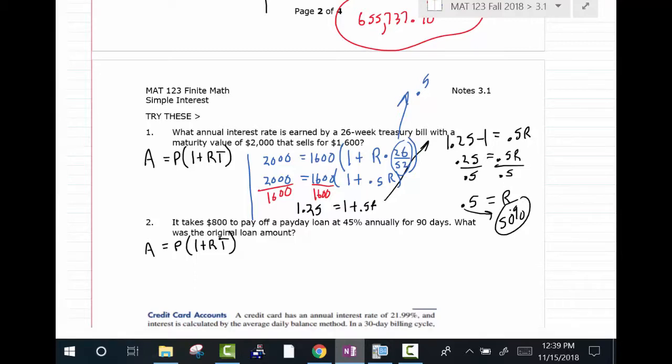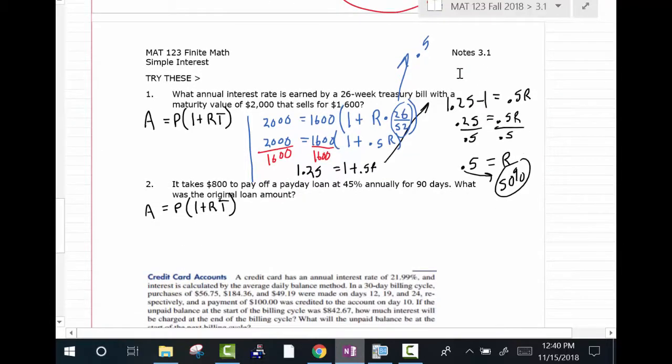Okay, the next problem's easier. It's a little simpler algebraically, to me. This one you would set up like this. It takes 800 to pay off, so 800 is your amount. You don't know the principal. It says what's the original loan amount, so that just stays like it is. The rate would be 45%, so you change to a decimal. 90 days, you do 90 over 360 to change that to a year.